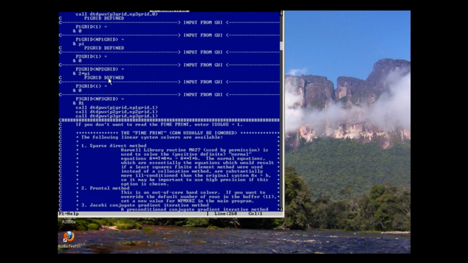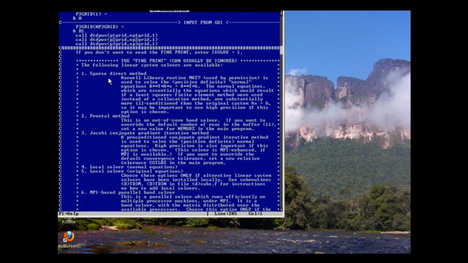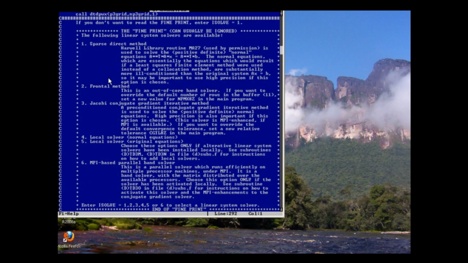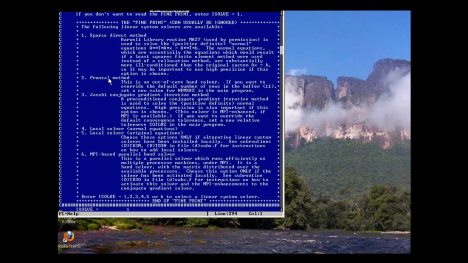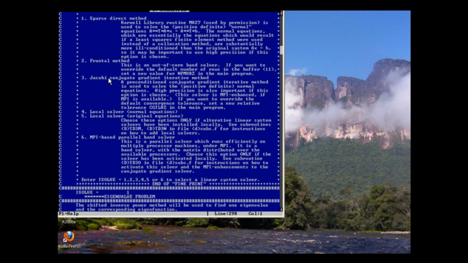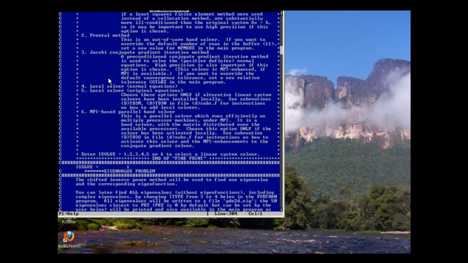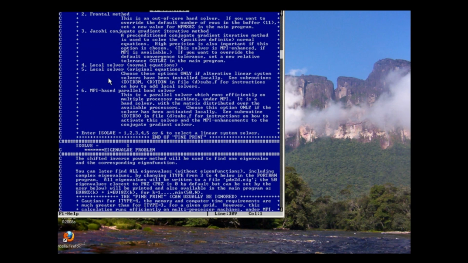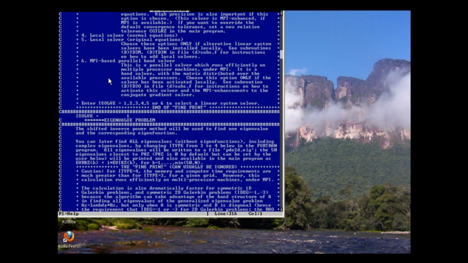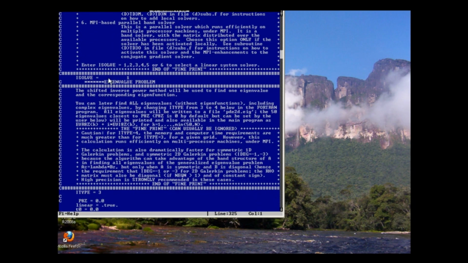The GUI chooses many parameters for you automatically by default. For example, here it chooses the linear system solver to be a sparse direct method. You can change that now. Or for example, if instead of calculating one eigenvalue with eigenfunction, you want all eigenvalues without eigenfunctions, just change I type to 4 as documented above.